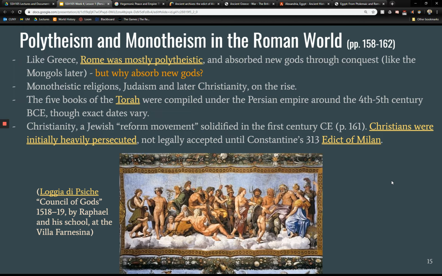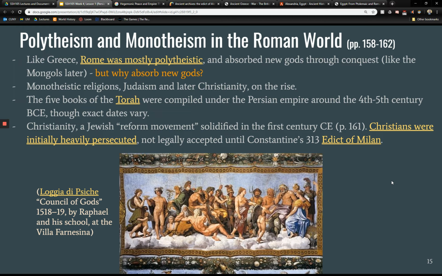Monotheistic religions, including Judaism and Christianity, are on the rise under the Roman Empire. And the 5 books of the Torah actually come from much earlier, under the Persian Empire. They're compiled from the 4th to 5th century. The exact date of the first compilation of the Torah is a bit fuzzy, and the Jewish faith extends hundreds of years before that.